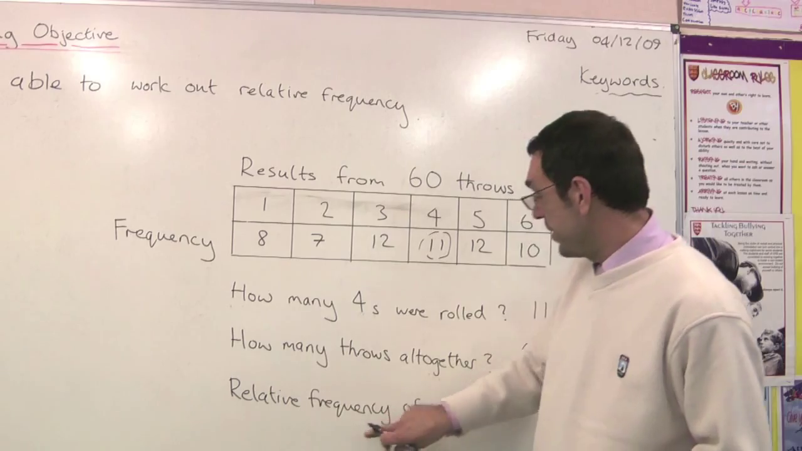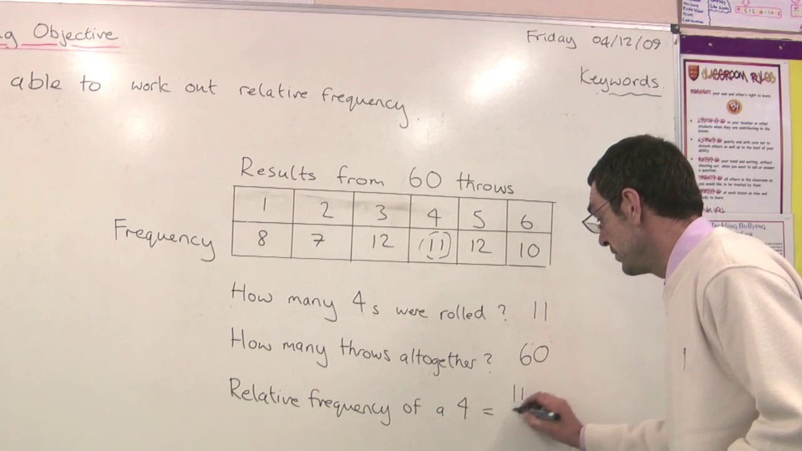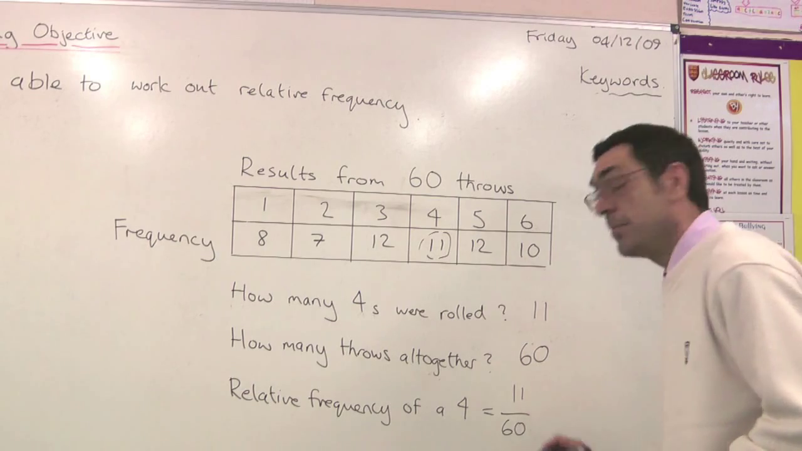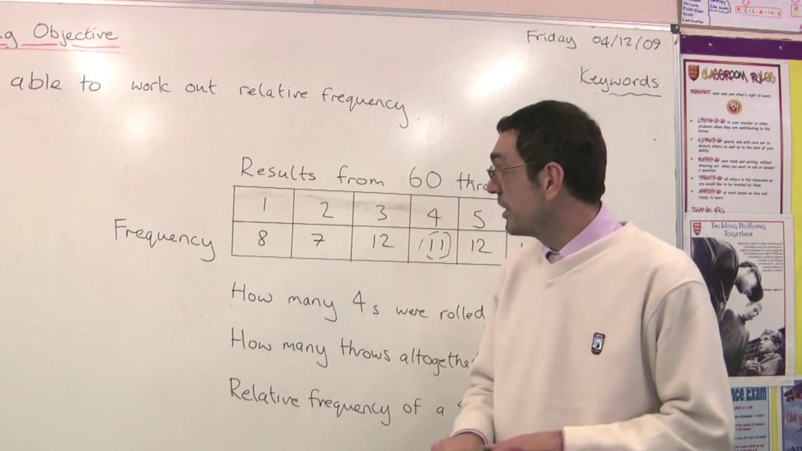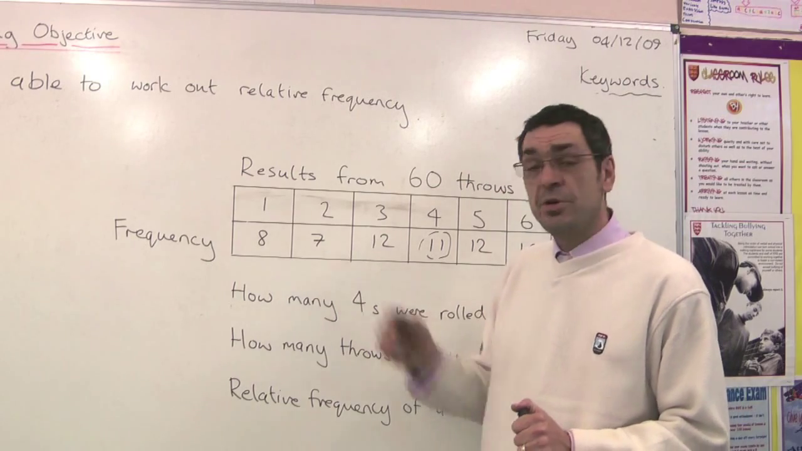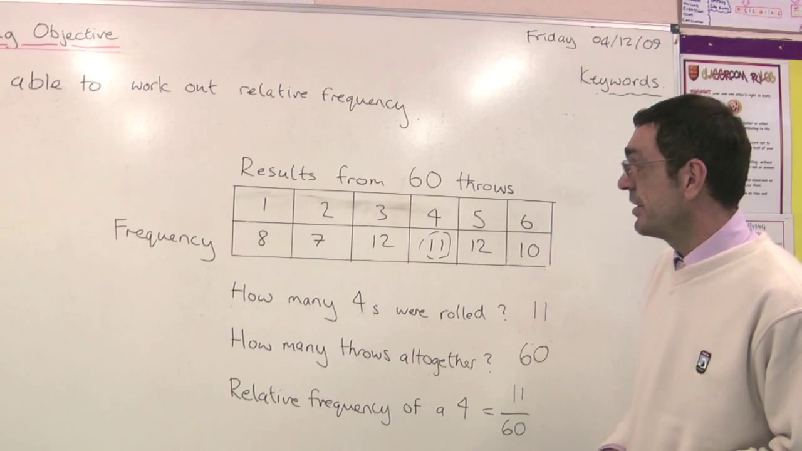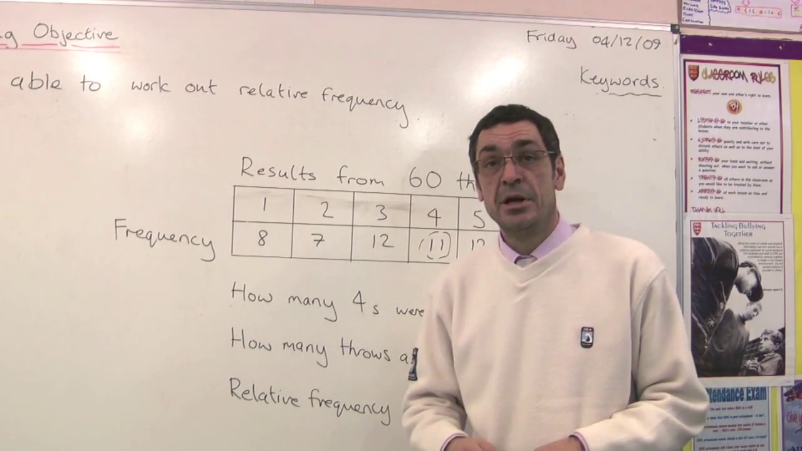So the relative frequency of getting a number 4 on the dice was 11 out of 60. And if we want to go again, what's the probability of getting, say, a 2 on this dice? There was 7 outcomes there, 60 altogether, so the probability would be 7 out of 60.